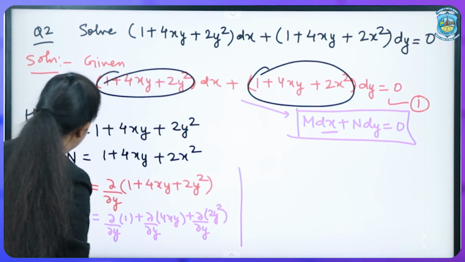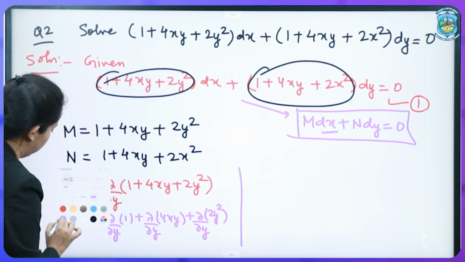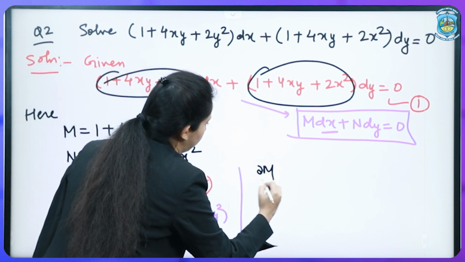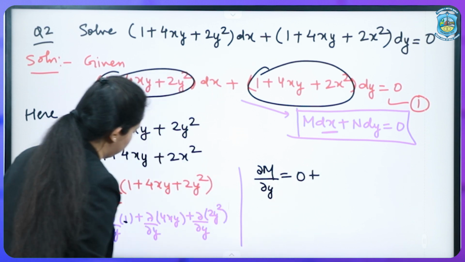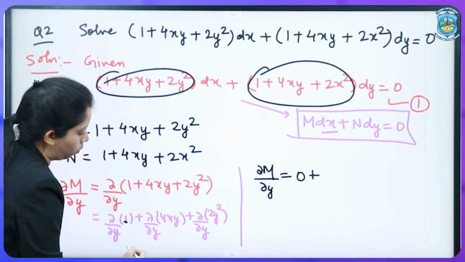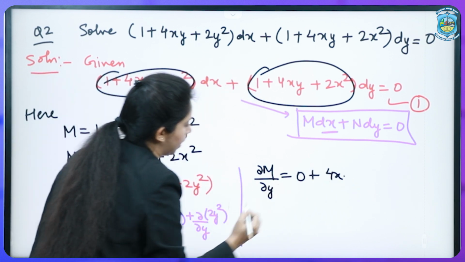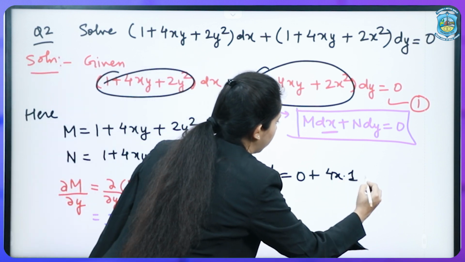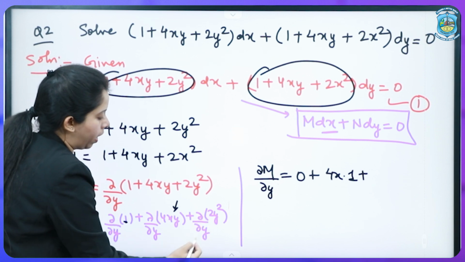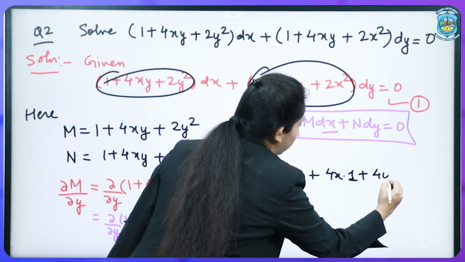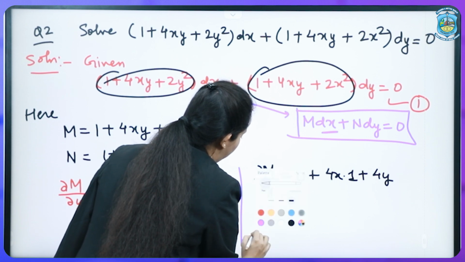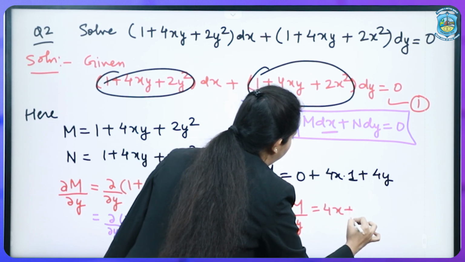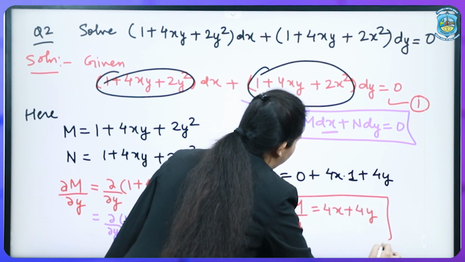Now, differentiation of 1. Differentiation of 1 is a constant with respect to y, will give us 0 plus differentiation of 4xy with respect to y. So, here 4 and x can be treated as constant with respect to y, and differentiation of y with respect to y will be 1 plus differentiation of 2y square with respect to y will be 4y. So, here the value of del m upon del y is 4x plus 4y. So, this is the value of del m upon del y.